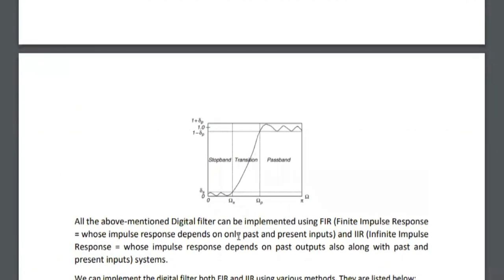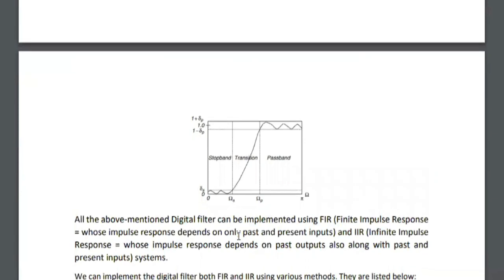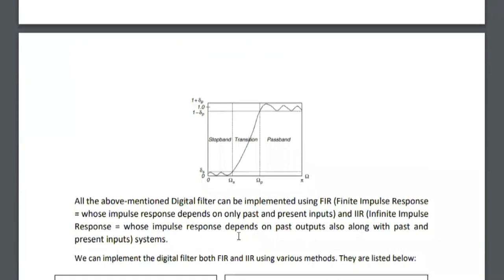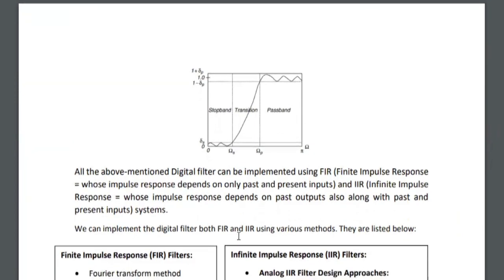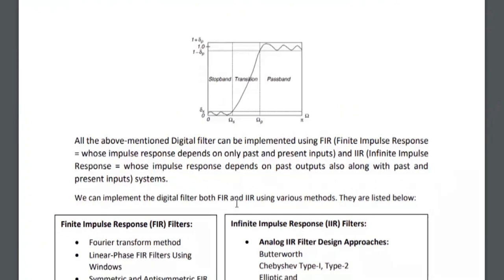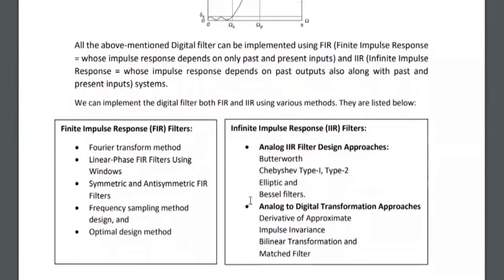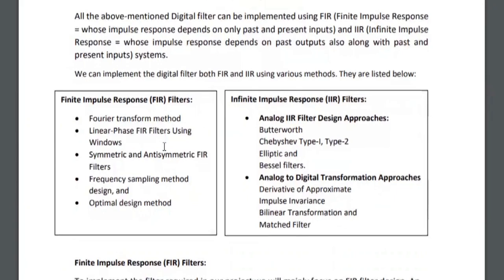All the above mentioned digital filters can be implemented using FIR, that is finite impulse response, whose impulse response depends on only past and present inputs. We can implement the digital filter with both FIR and IIR. IIR is infinite impulse response, whose output depends on past outputs along with the past and present inputs. These are some of the methods by which we can implement the digital filter using FIR and IIR techniques.